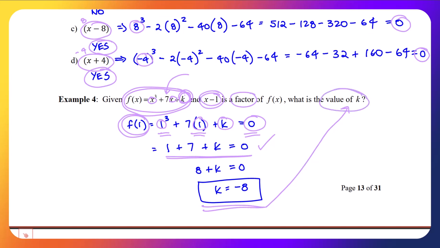And the question was, what was the value of k? It didn't ask me for the value of x. In fact, they gave me the value for x. It's 1. I found k is -8, and we're done.